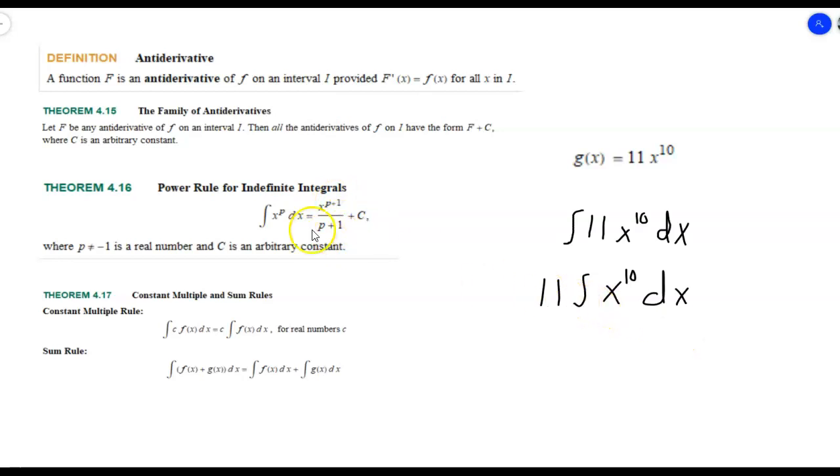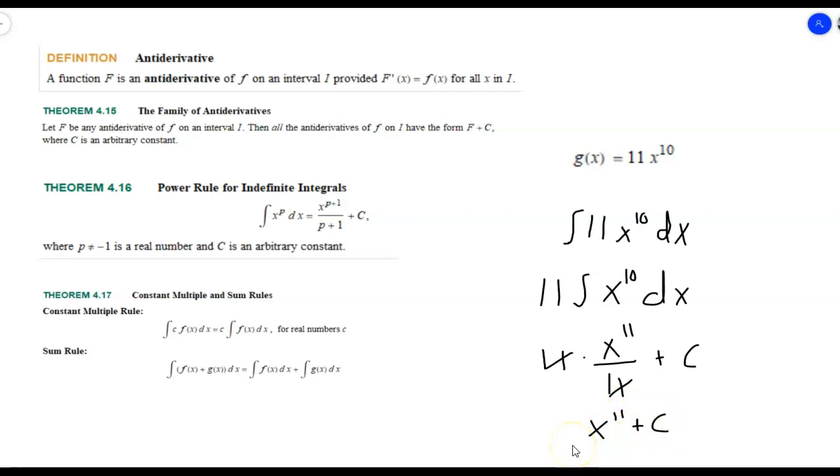So once we apply the antiderivative rule, we drop the indefinite integral symbol. So this is going to be 11 times x to the 11th all over 11 plus c. Don't forget the plus c once you actually take that antiderivative. Here the 11s will cancel out, and I'm just left with x to the 11th plus c.